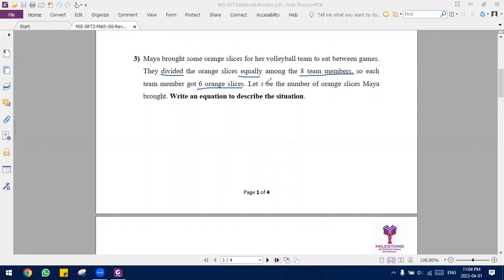Okay. Let S be the number of orange slices Maya brought. So S is the total here, the one that she brought, but here we have the answer, which is each member got 6. So let me use the answer as 6 here, like the answer was 6 slices for each member. Now, how many do we have in total? It says S. She brought S slices. This is the total. And then we divided them equally, so it means we divide. How many members do we have? We have 8 members. So she brought S, and then we divide them by 8 members. So equally, each member will get 6 slices.